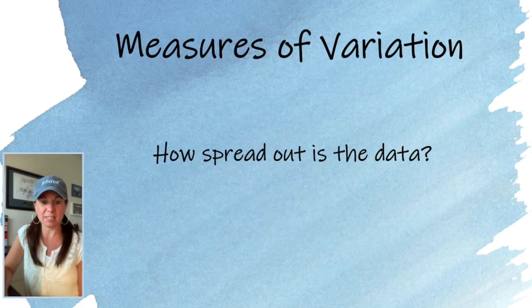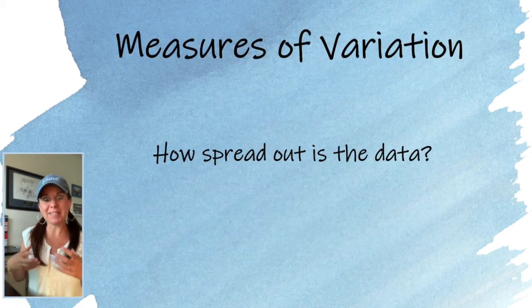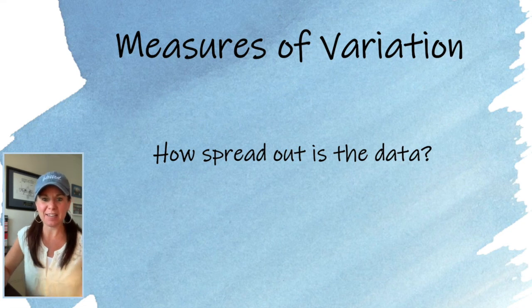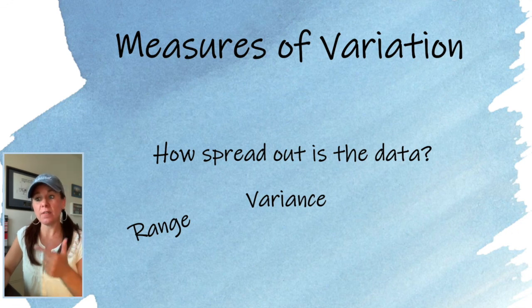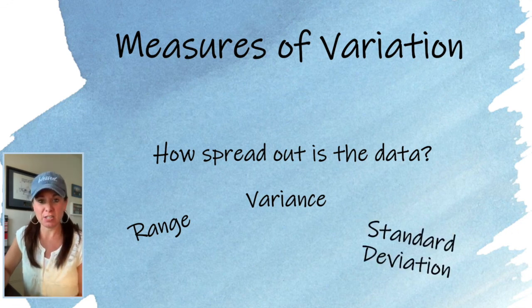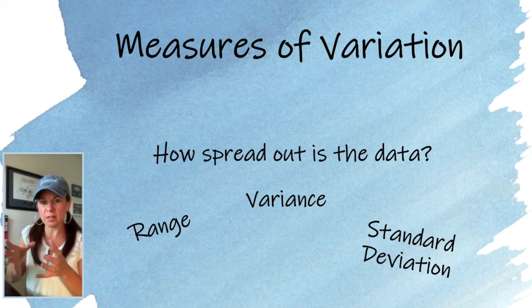All right, so those are measures of variation. And they help us answer, how spread out is the data? We can look at the range. We can look at the variance. Take the square root of the variance, we get the standard deviation. We get a much, much better picture of what the data really looks like.